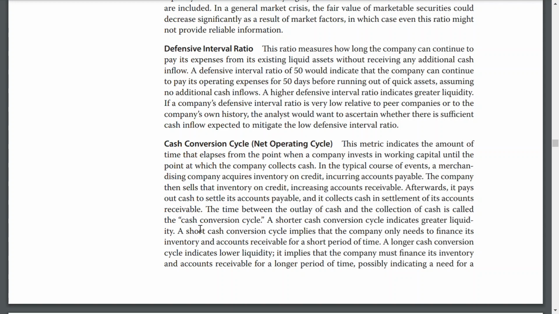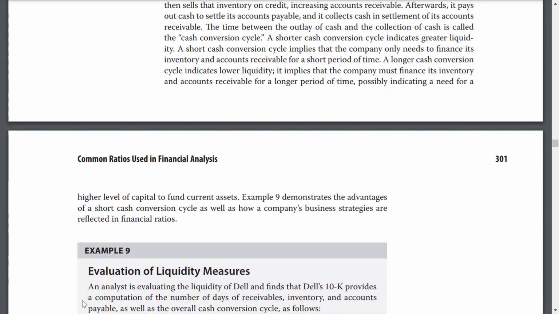A shorter cash conversion cycle indicates greater liquidity. A short cash conversion cycle implies that the company only needs to finance its inventory and accounts receivable for a short period of time. A longer cash conversion cycle indicates lower liquidity. It implies that the company must finance its inventory and accounts receivable for longer periods of time, possibly indicating a need for a higher level of capital for funding current assets. Example 9 demonstrates the advantages of a short cash conversion cycle, as well as how a company's business strategies are reflected in financial ratios.